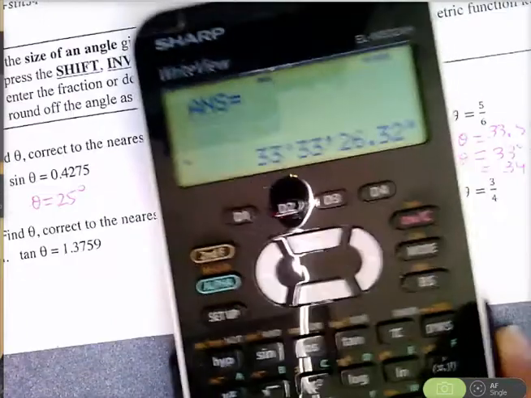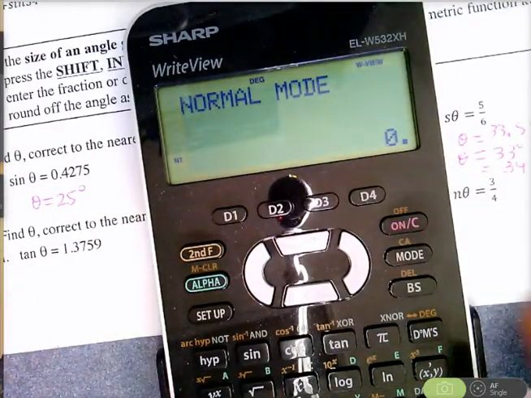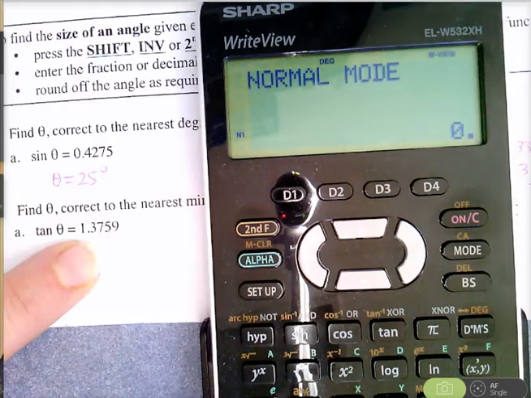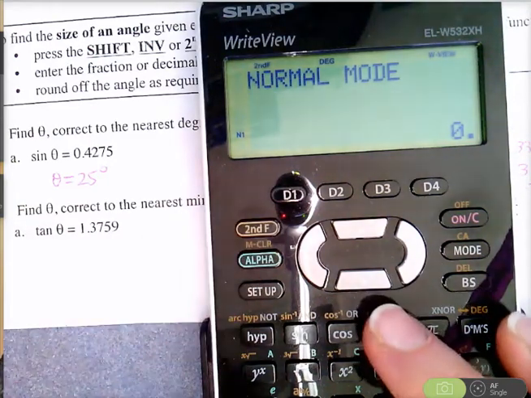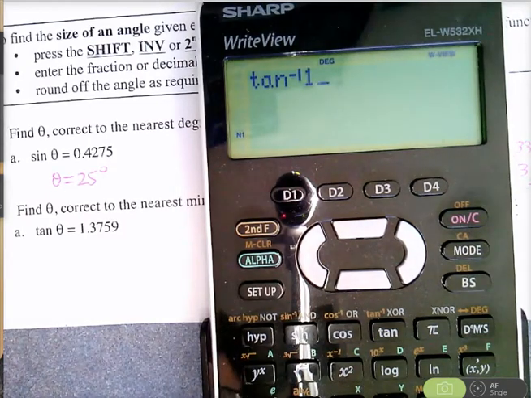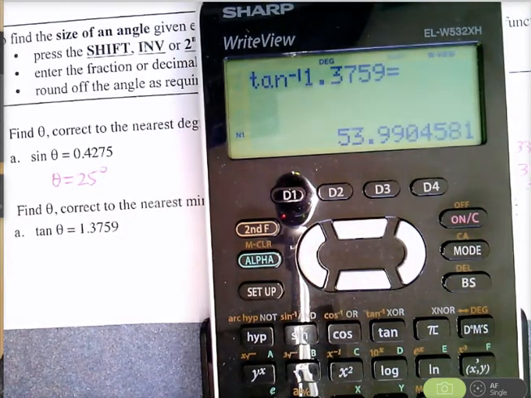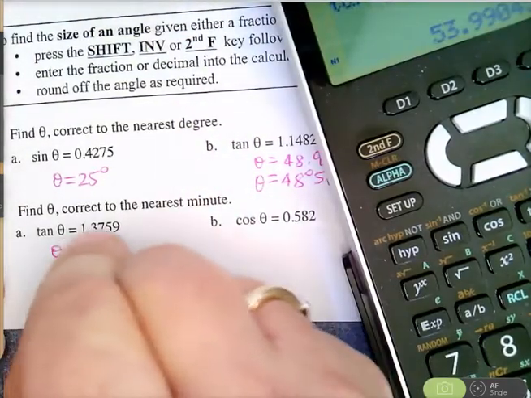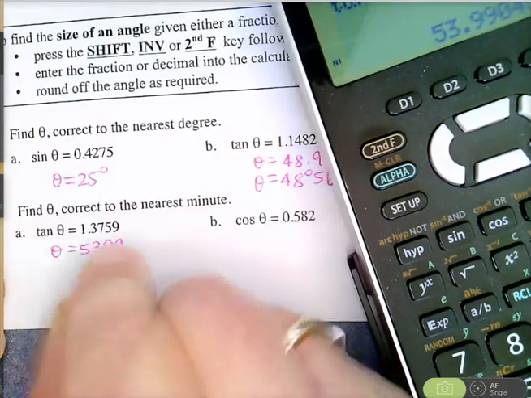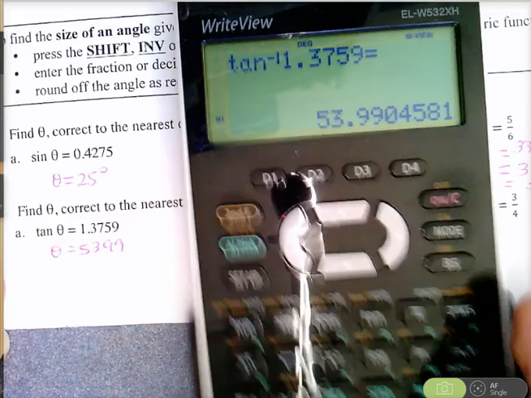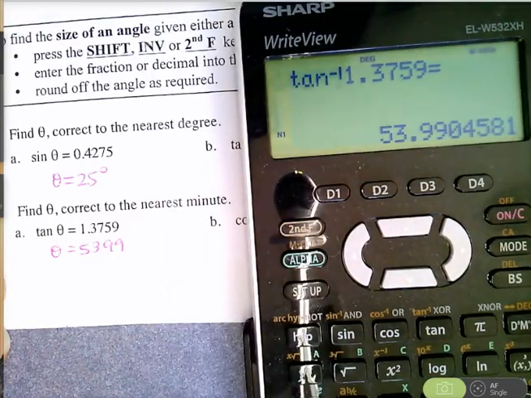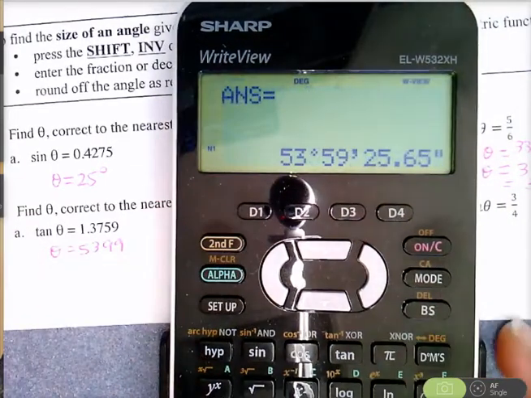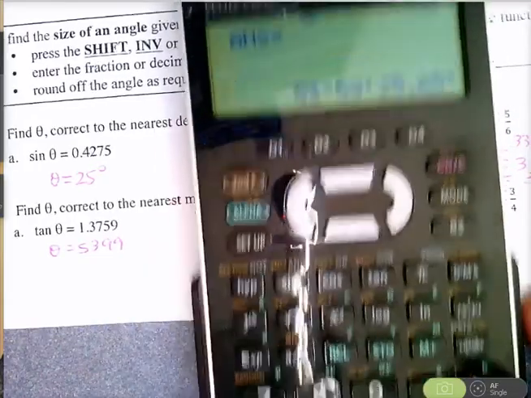Now with the next one, we've got 3 more questions. This time we're rounding these to the nearest minute. So find theta correct to the nearest minute. Tan of an angle is 1.3759. I don't know what the angle is, so I go shift tan and enter 1.3759 equals. And I get 53.99 degrees. Now you cannot just round that up, because they don't want it to the nearest degree, they want it to minutes. So you've got to press second function degrees, minutes, seconds and write down what it is in degrees, minutes and seconds.